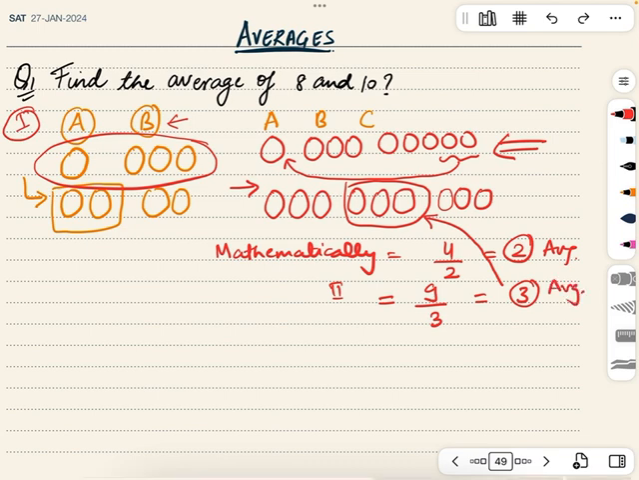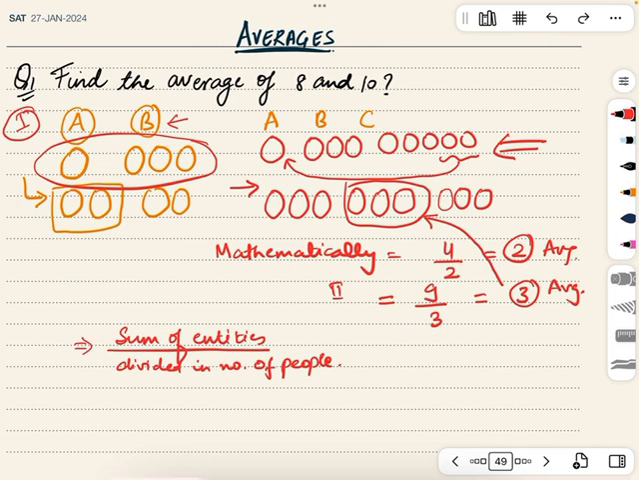Easy. So this is how you calculate averages. The sum of entities, to be divided by the number of people. This is what average would look like. Now it can be people or it can be anything, right? This is what the formula looks like.